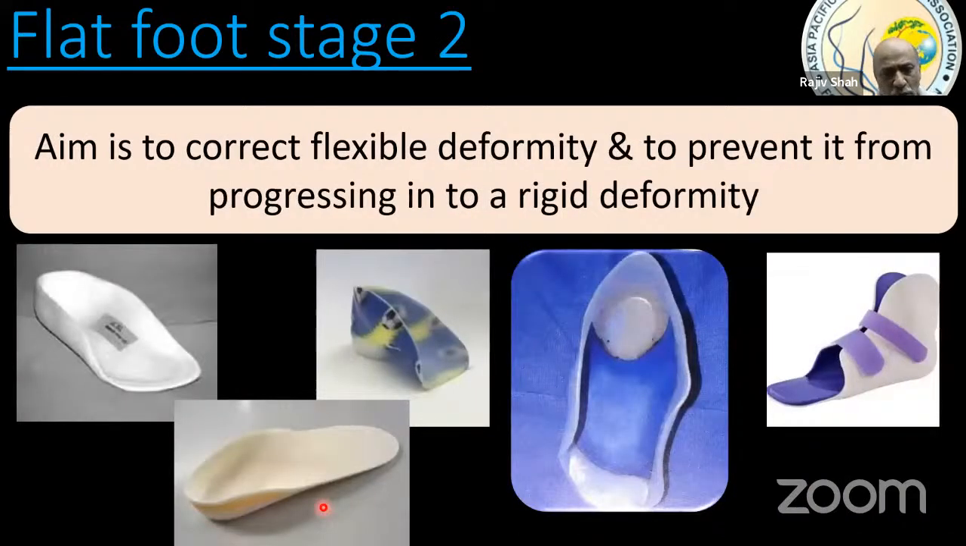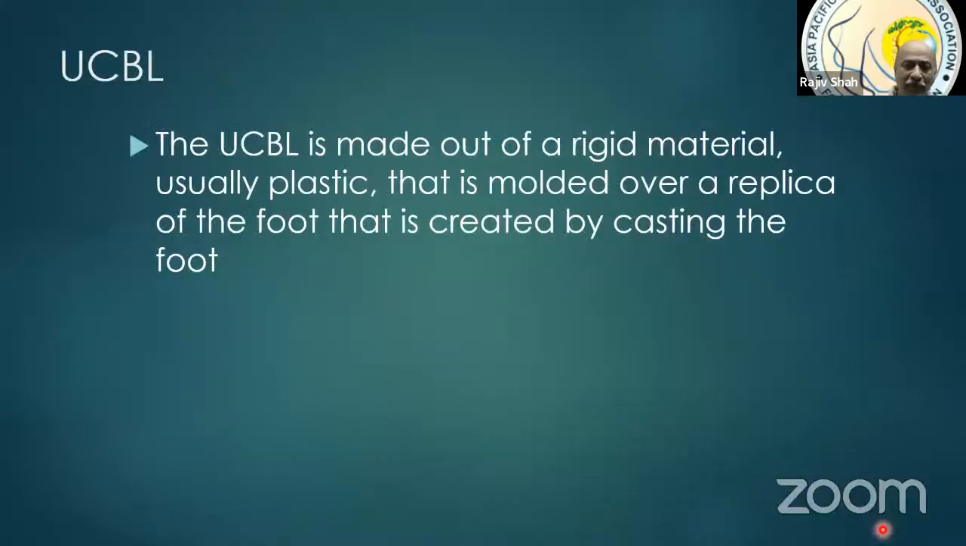In stage 2, your aim is to correct the flexible deformity and also to prevent it from progressing into a rigid deformity. And that is where you use UCBL. Sometimes you use a supramalleolar orthosis, SMO.